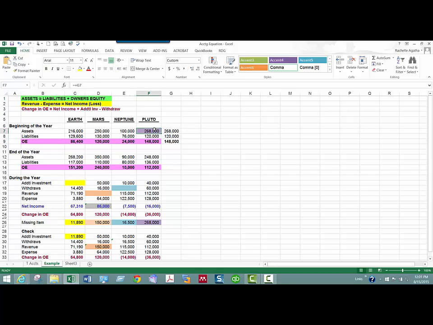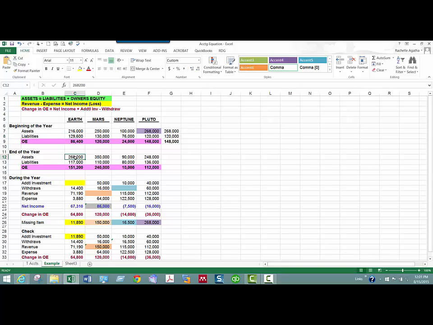But let's say that you were not given the assets. All you were given would be the owner's equity and the liabilities, and you had to back into it. And in accounting, they do this to you a lot because they want you to really learn the accounting equation. So let's walk on down the Earth column. Here at the beginning of the year, these were your assets, your liabilities, and your owner's equity. And notice that they agree: assets is the same as liabilities plus equity.